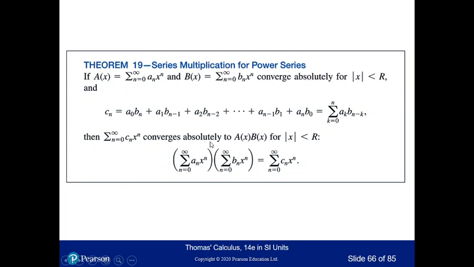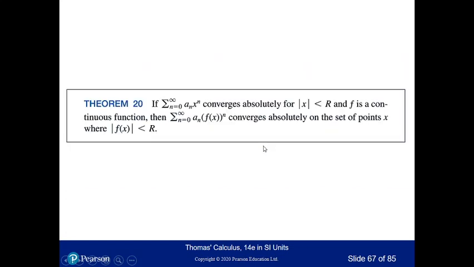So I have this series, I have this series, I multiply them out, and the new power series that I get is going to converge in the same radius of convergence. That's very good. And also it's going to converge to A(x) times B(x). Very nice.